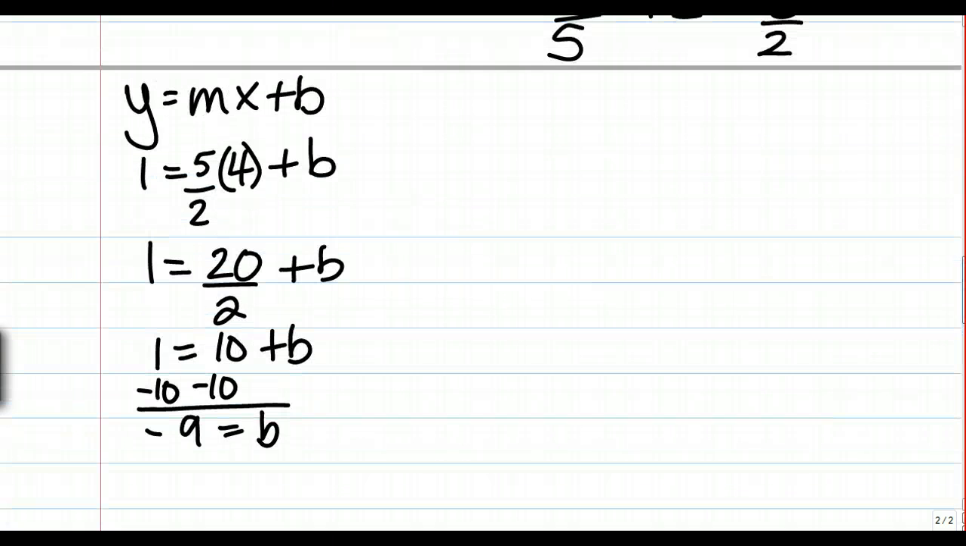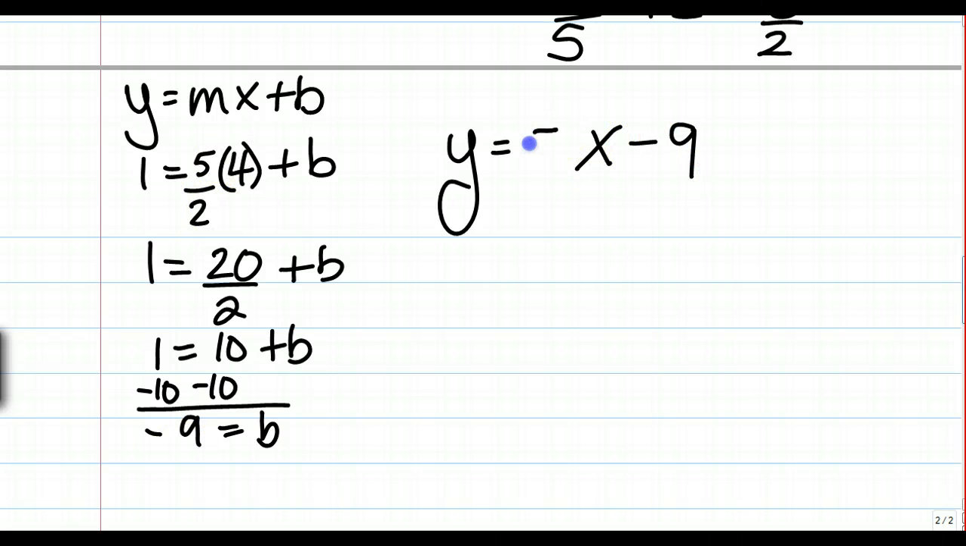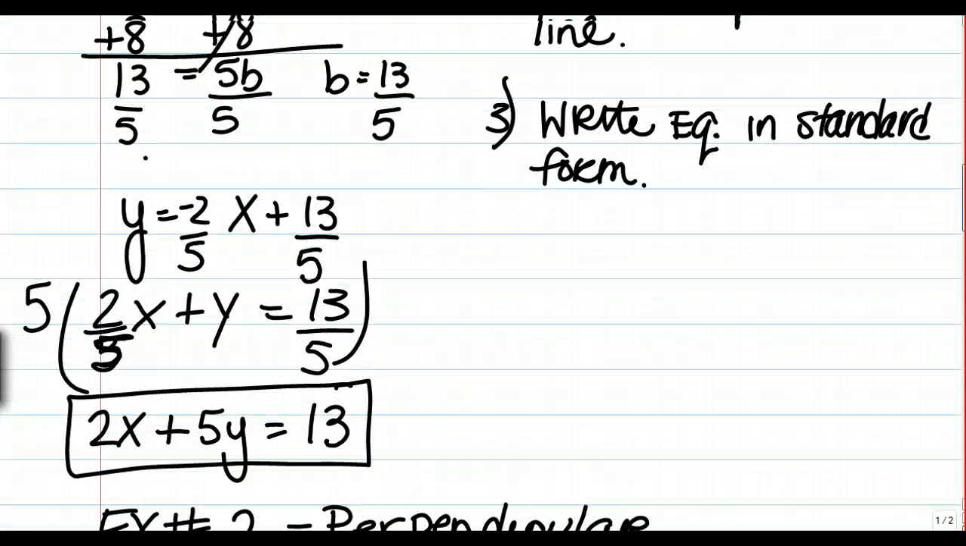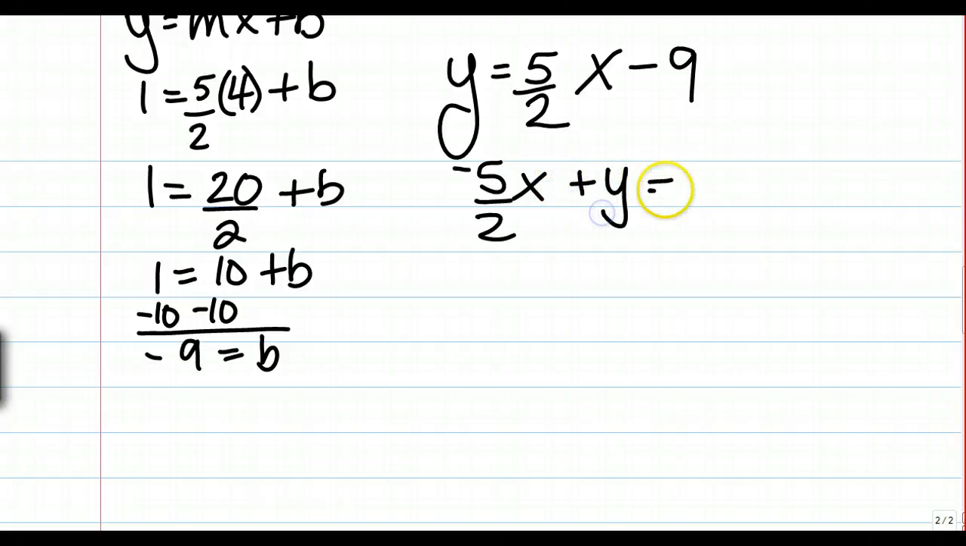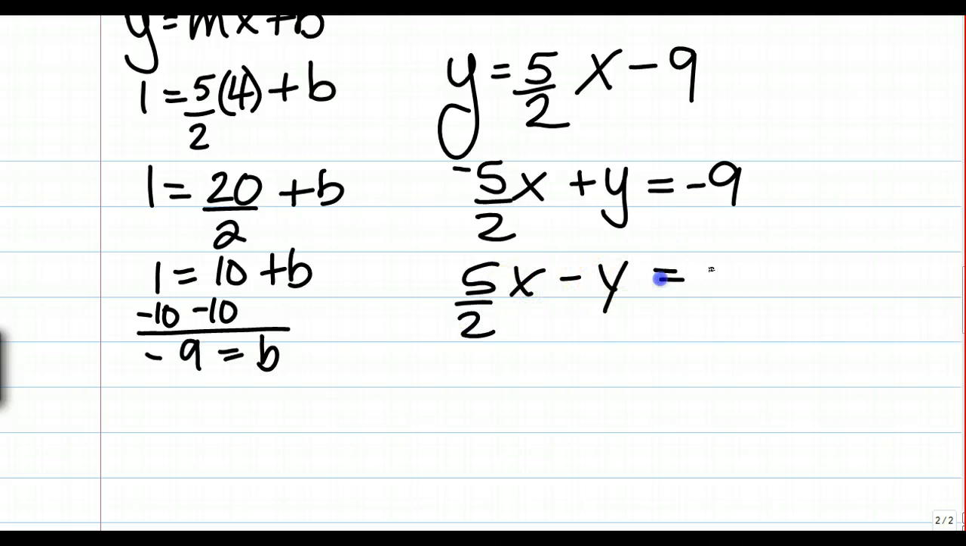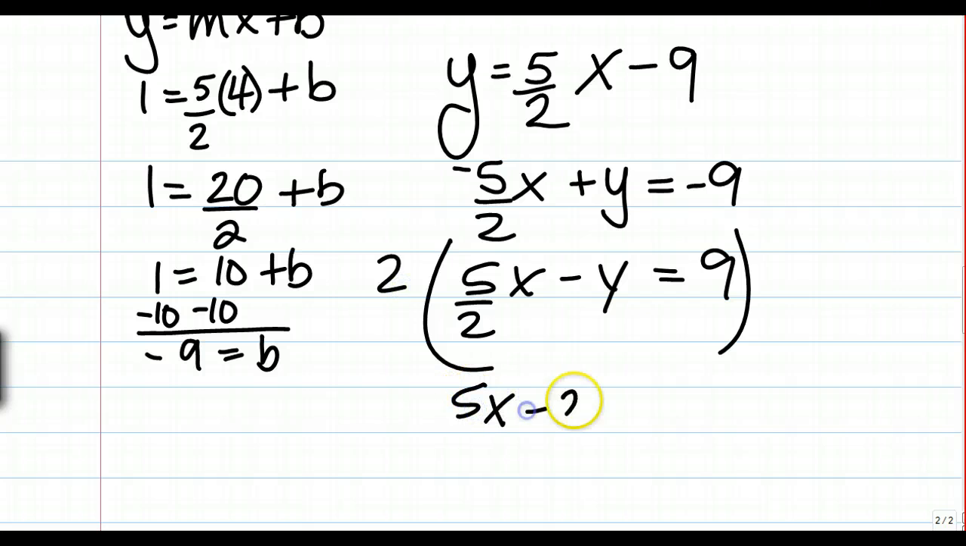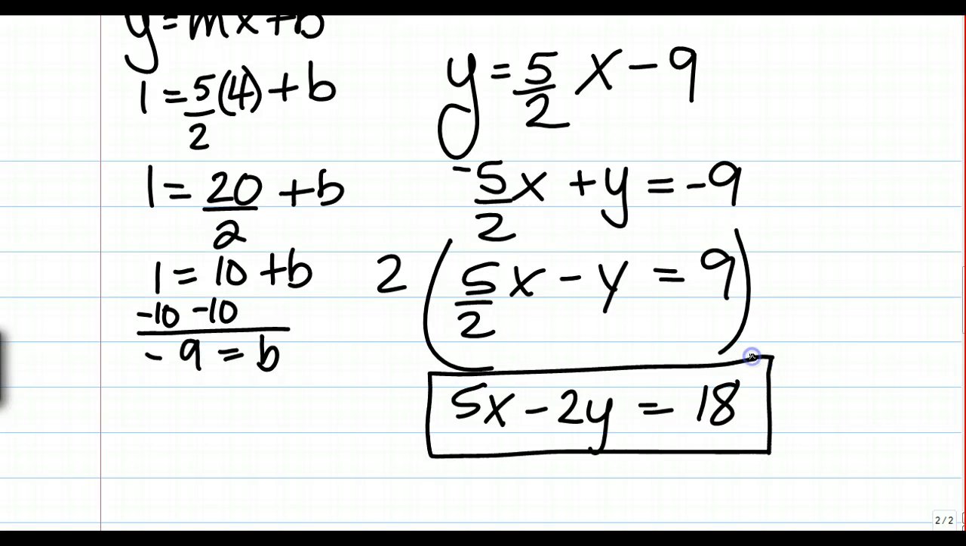I have plenty of room, so let's do it right here. My equation is going to have a y and an x in it. I know that my b is negative 9, and my slope was 5 halves. I now, according to my directions, need to write the equation in standard form. So I'm going to subtract 5 halves x over to the other side. I know I can't have a negative in front, so I have to change all the signs. And I know I can't have a fraction, so I'm going to multiply everything by 2. And this is my equation in standard form.